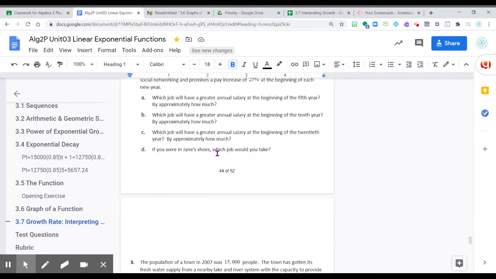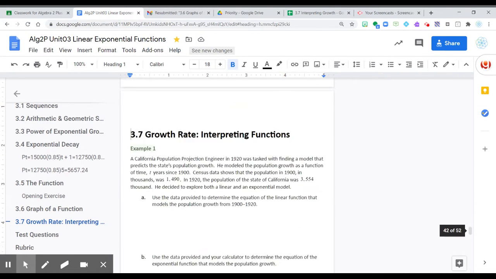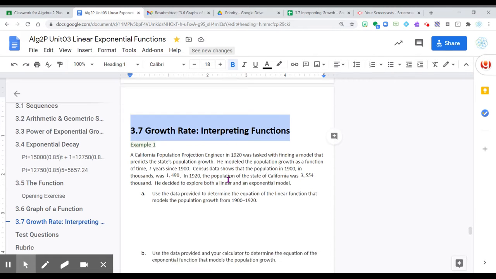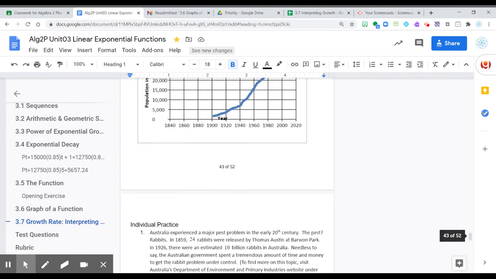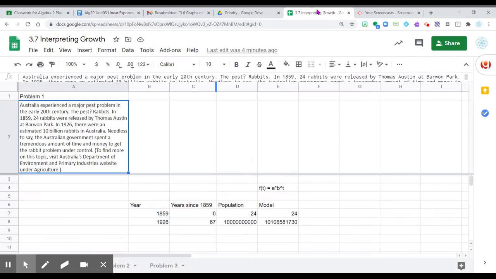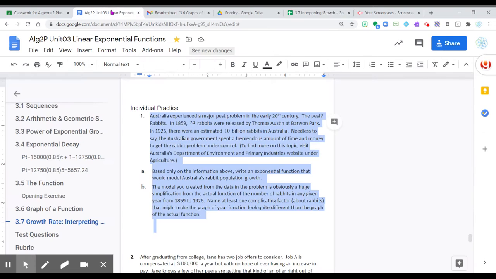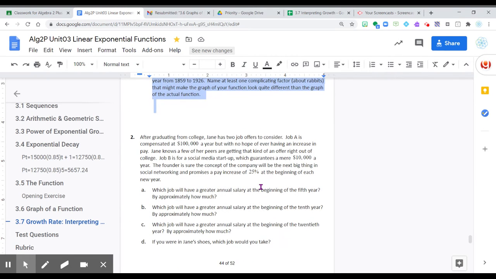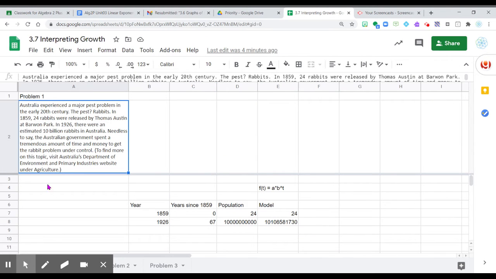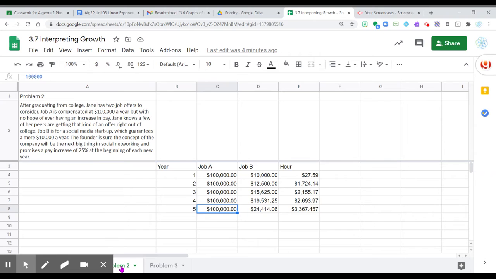Welcome back. Today we're going to continue our exploration of 3.7 growth rate interpretive functions with an explanation of some of the independent practice. In class, we already discussed the Australia problem using the spreadsheet that's attached to the assignment. Right now, we're going to look at problem 2, where we study comparing linear and exponential growth, the different possibilities for Jane's 2 job offers. In order to explore this, please open up the spreadsheet and click on problem 2.